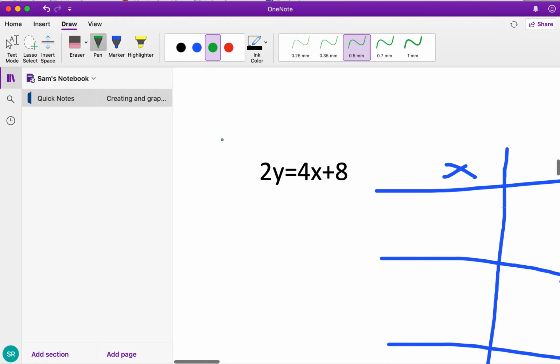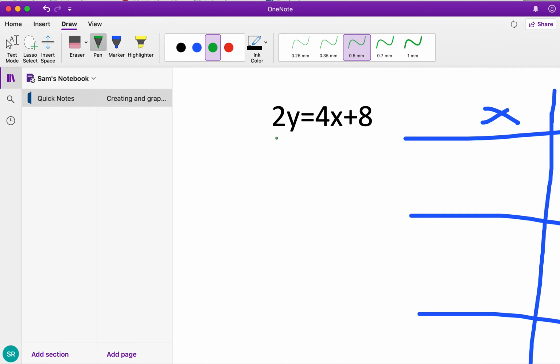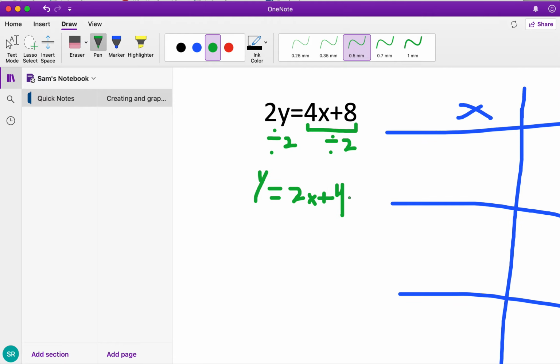If you guys saw the video on coefficients and how to simplify equations, you can see that all of these are multiples of 2, right? So what we can do is divide both sides of the function by 2. So we divide by 2 on this side and divide by 2 on this side. 2y divided by 2 should equal y. And 4x plus 8 divided by 2, 4x divided by 2 would be 2x, and 8 divided by 2 would be 4. So we get an equation that's y equals 2x plus 4, which is the same thing as 2y equals 4x plus 8, divided by 2 on both sides.